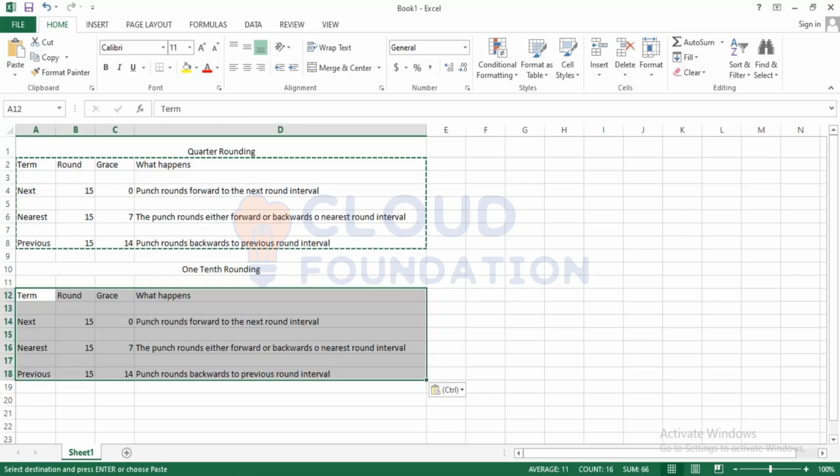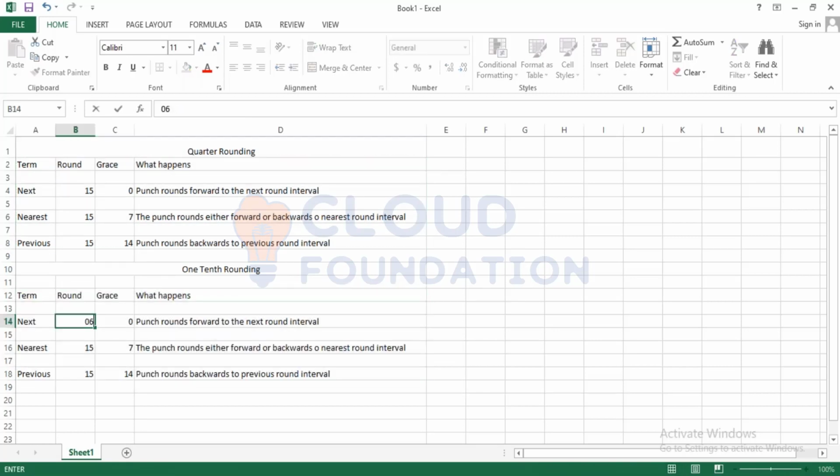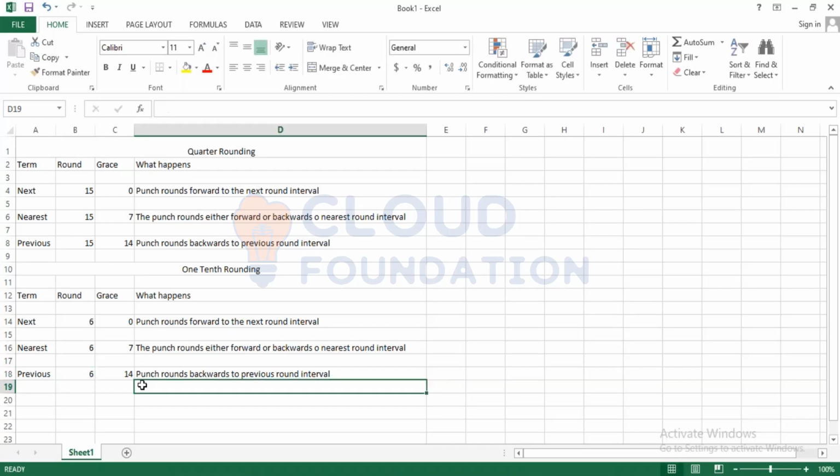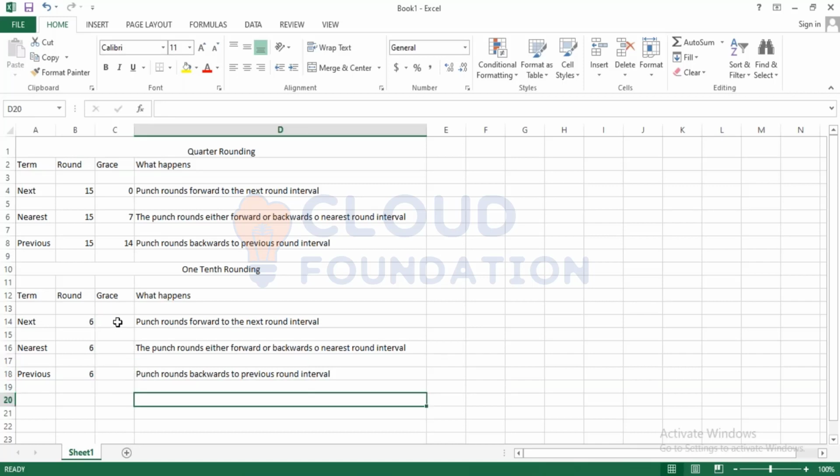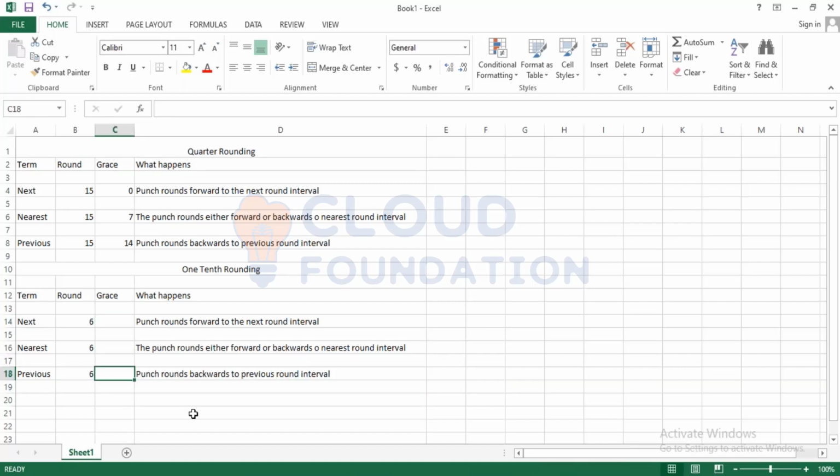So this is going to be the same, but my round is 6. I want to divide my 1 hour into 10 divisions. 60 by 10 is 6 minutes, so I'll have 6 minutes. So you tell me what the grace value would be for next, nearest, and previous. Next is 0. Yeah. And the nearest is 3. Super. And previous is 5. Oh, super.